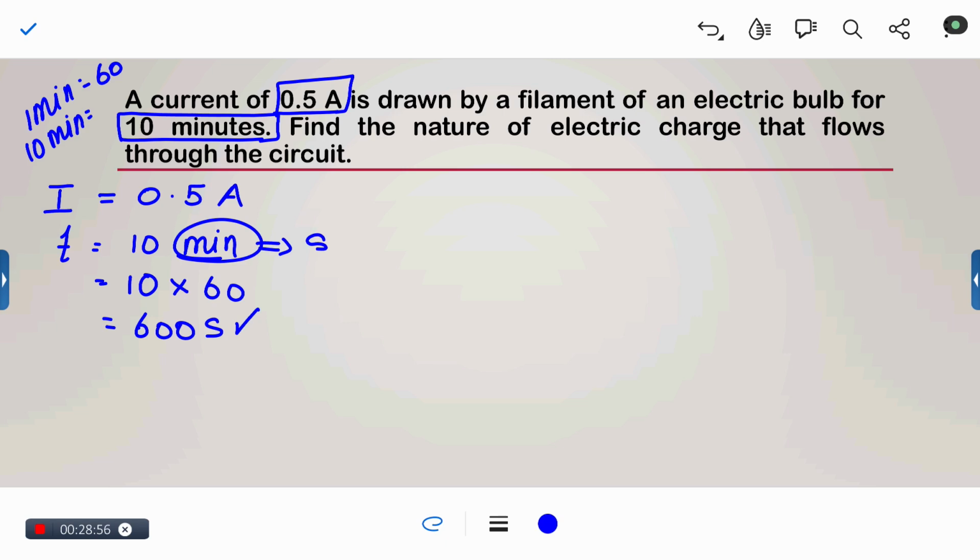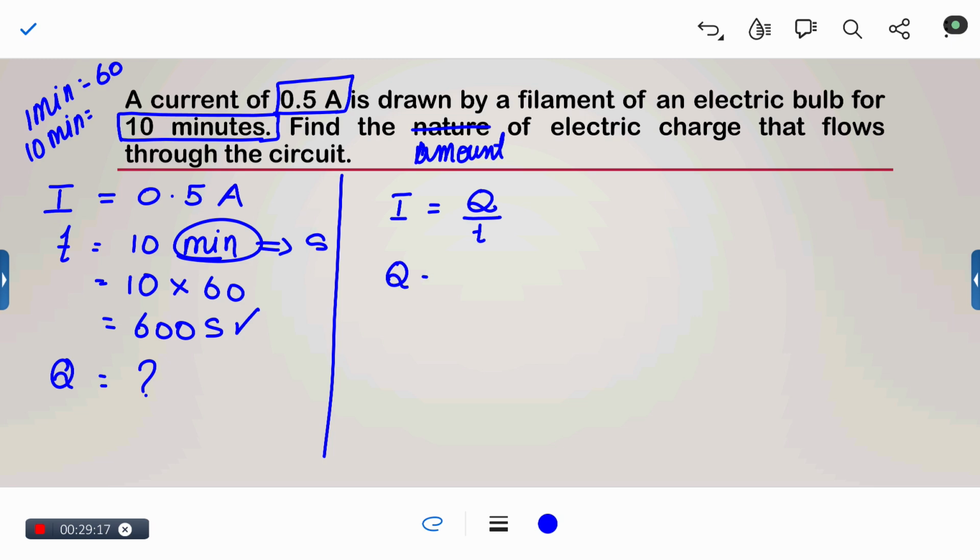So after that, find the amount of charge. That means you are going to calculate the value of Q we are going to find. So by using these three data, what formula we can use? I is equal to Q by T. If I am going to find Q means the formula rearrange it as Q is equal to I into T. So Q is equal to, what is the value of I? It is given in the question, 0.5 into, what is the value of T?